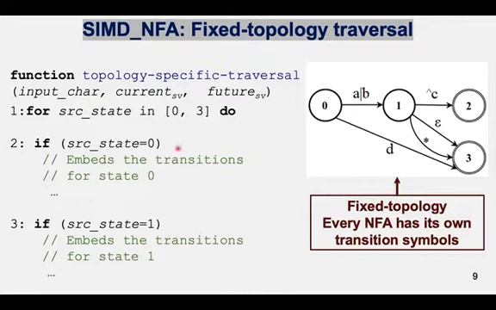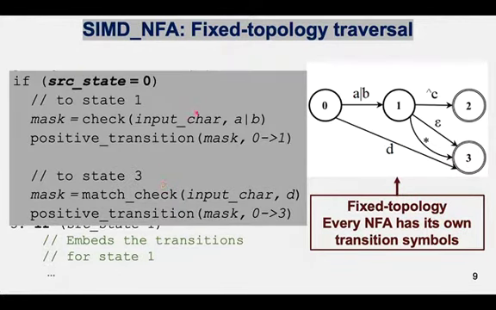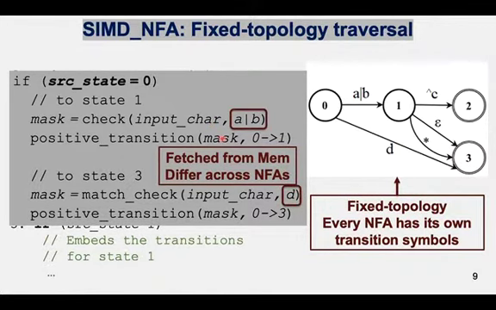However, the execution of the if statement is parallelized on vector units. First, for source state 0, we see that there are two transitions, one to state 1 and one to state 3. In more detail, for the transition to state 1, there are two functions involved. The check function checks the input symbol against the transition symbol, which is A or B here. We use A or B for illustration purposes. In fact, the transition symbols are different for every NFA, and they are fetched from memory.